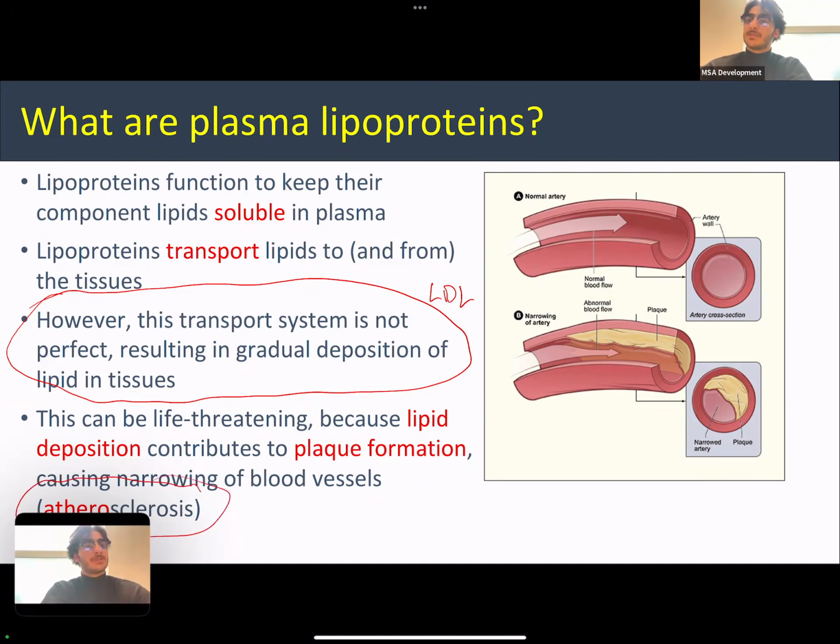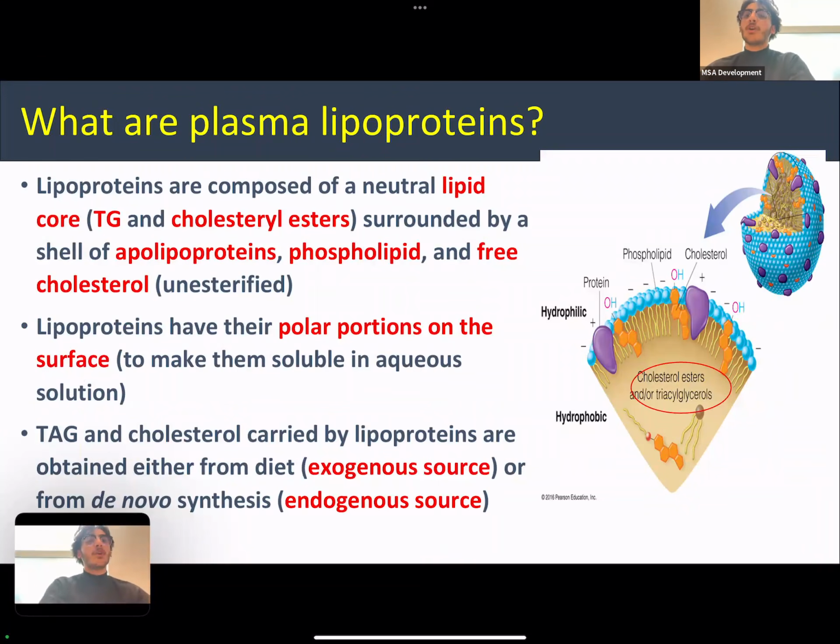And they cause atherosclerosis. So you can see here that we have a normal artery, and then when we have this gradual deposition of lipids in the arteries, we get atherosclerosis, which is narrowed arteries. And this, of course, can cause cardiovascular issues, strokes, and all of these things. They're composed of a neutral lipid core, triglyceride and cholesterol esters. That's because these are very, very hydrophobic, surrounded by a shell of apolipoproteins, phospholipids, and free cholesterol. TAG and cholesterol carried by lipoproteins are obtained either from diet, an exogenous source, and this is, of course, chylomicrons again, or de novo synthesis, and this is VLDLs.